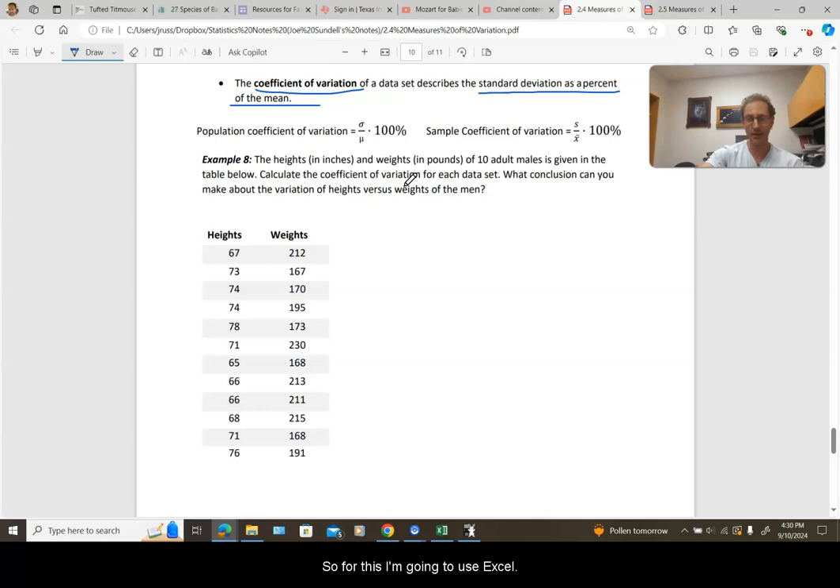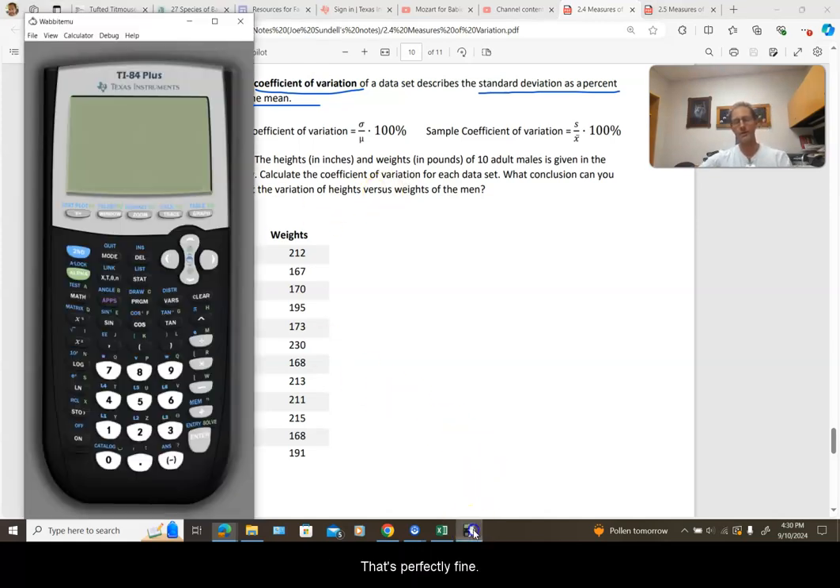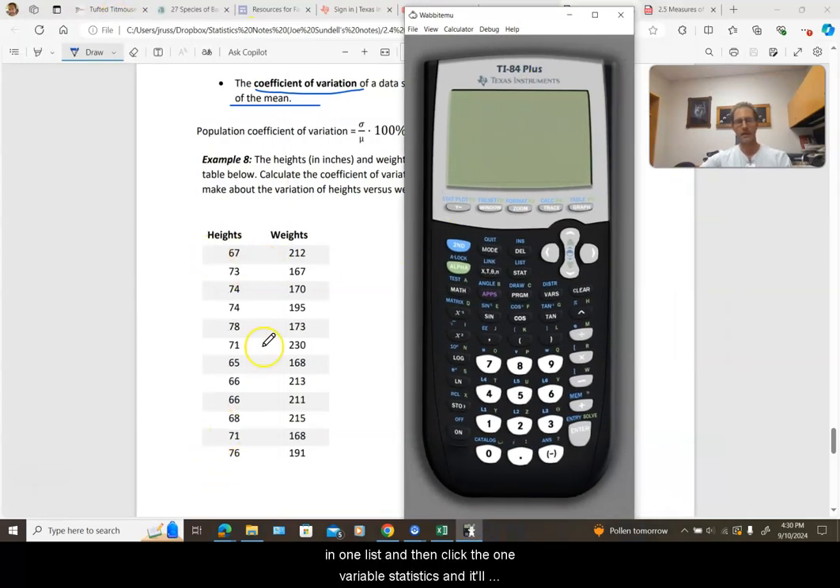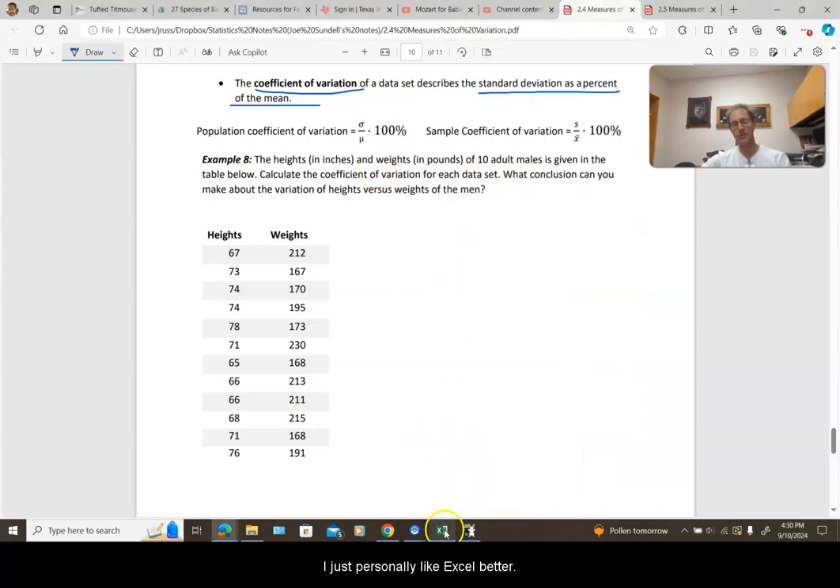So for this, I'm going to use Excel. Guys, you can use your calculator, that's perfectly fine. You'll have to enter your data in one list and then click the one variable statistics, and it'll give you both the mean and the standard deviation. I just personally like Excel better.